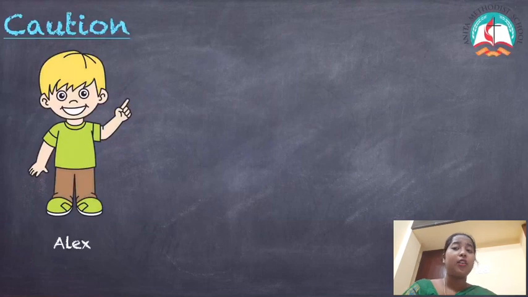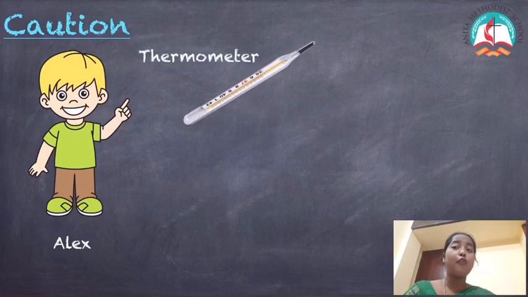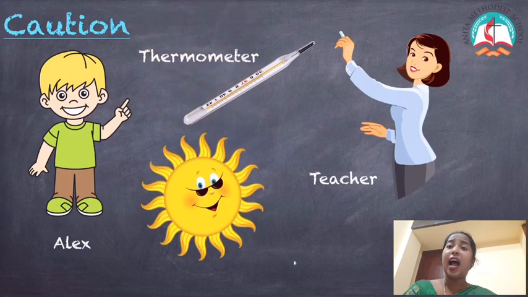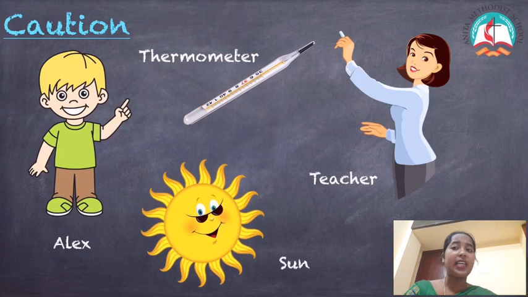Cautions. Look at this boy. This boy was Alex. Alex wanted to measure the temperature of hot milk using a clinical thermometer. His teacher stopped him from doing so. We are advised not to use a clinical thermometer for measuring the temperature of any object other than the human body. Also, we are advised to avoid keeping it in hot sun or hot flame.